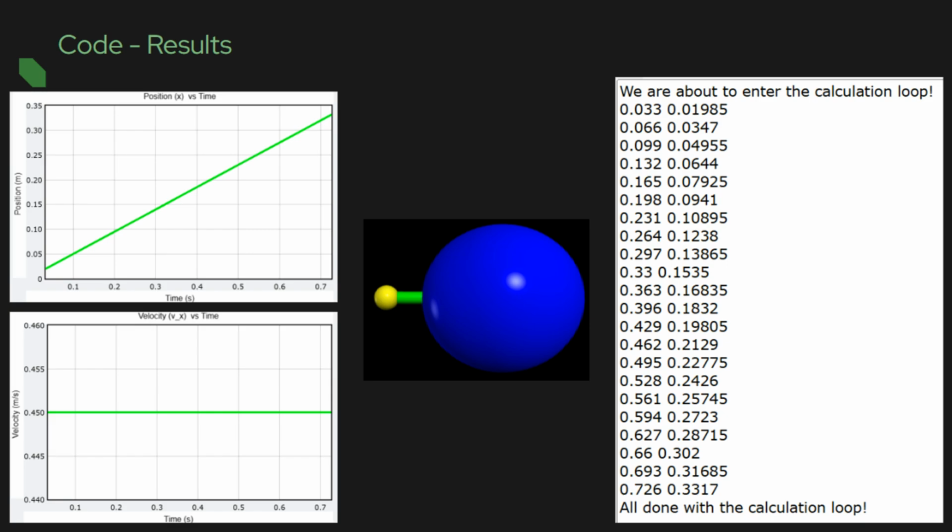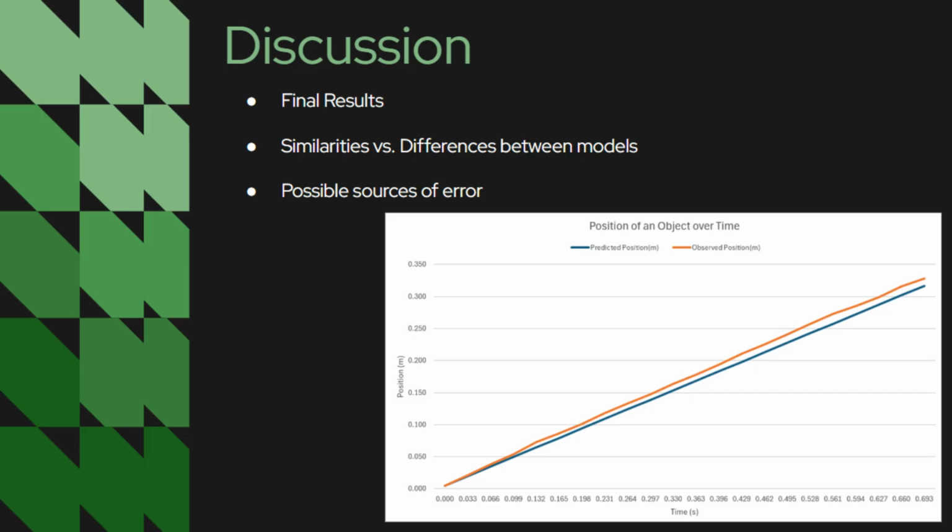Next, our results. On the left, you can see a position versus time and velocity versus time graph, which shows us that the velocity is constant for the whole duration. In the middle, there is a visual representation of the ball after it has moved to the right. And on the right, we have all the time values on the left and position values on the right in order.